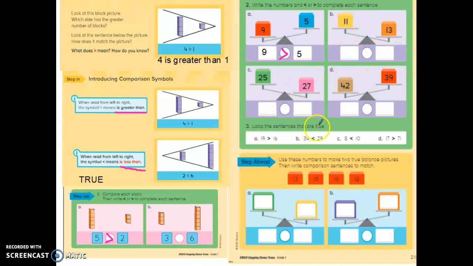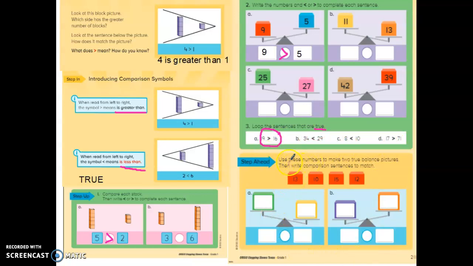Number 3 says loop the sentences that are true. Underline the word true. It's very important. A, 19 is greater than 16. Is that true? Yes, I'm going to circle this one. Check out these other ones and see which one is true.